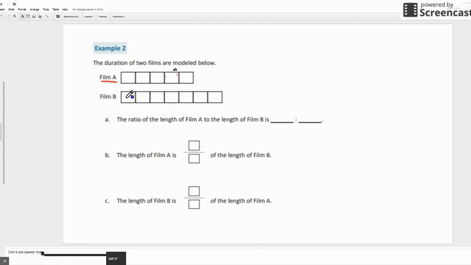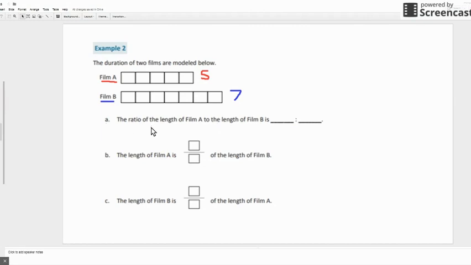Create that, use blue for film B. 1, 2, 3, 4, 5, of course this lines up, 6 and 7. B has 7 boxes, or a length of 7. We look at problem A. Now this isn't a multiple choice question. These are different problems because there wasn't a question up here.